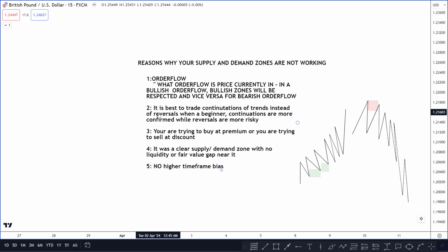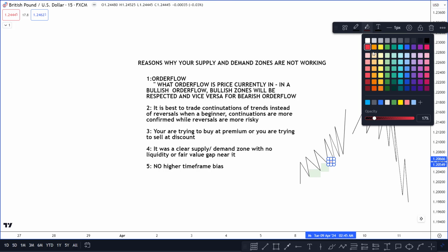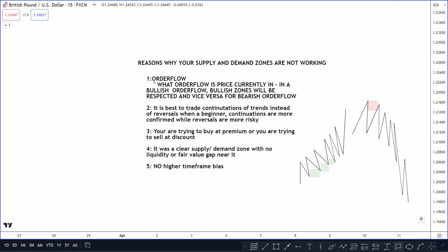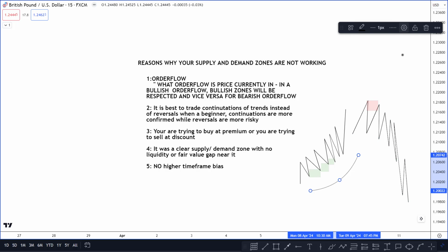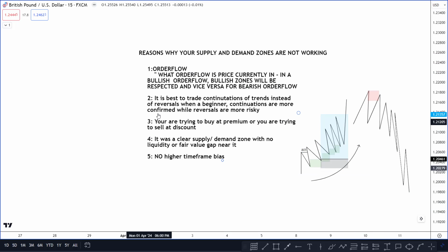For number two, it is best to trade continuations of trends instead of reversals when you're a beginner. Continuations are more confirmed while reversals are more risky. As we can see here, every time price gives us a pullback and then taps into our demand zone, knowing that we are in a bullish order flow, boom, price looks to push higher. So it's best as a beginner to trade only the continuations of the trend instead of the reversals.